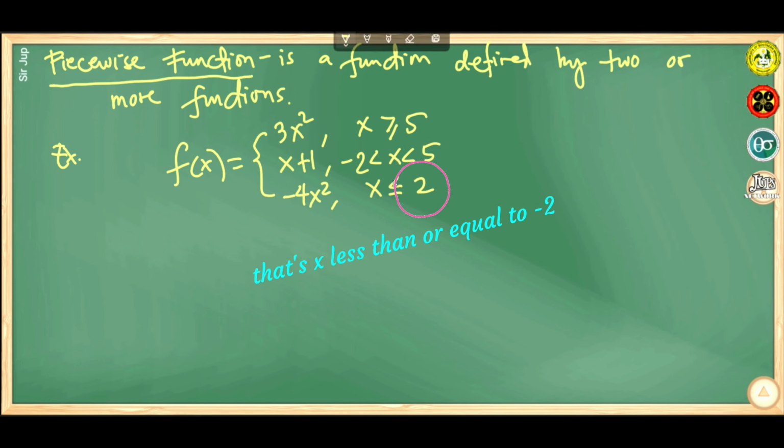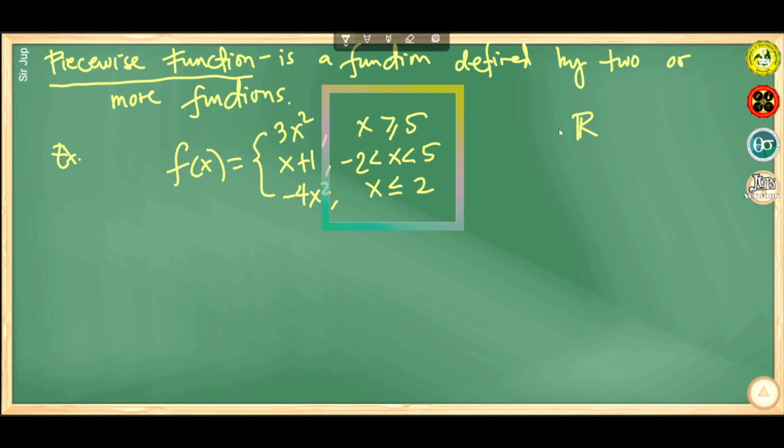Okay, so these three intervals are the divided domains. For example, if we have the set of all real numbers, these three divide the set of all real numbers. And these 3x squared, x plus 1, negative 4x squared are the functions that define your f(x).